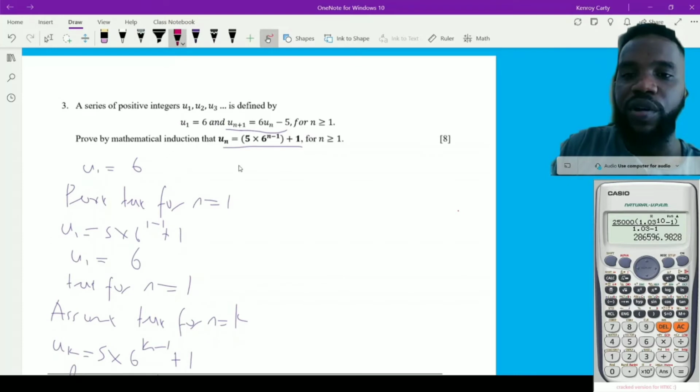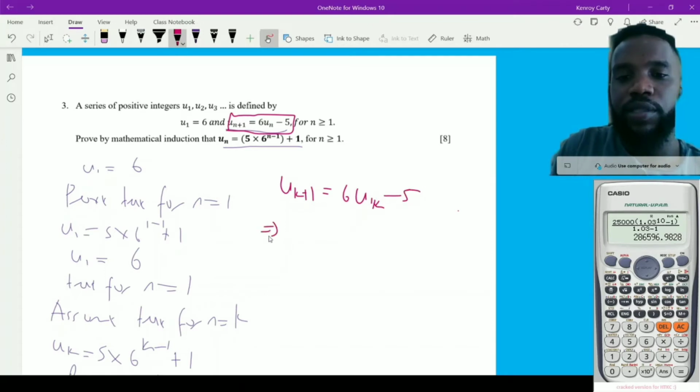This is where the recurrence relation comes in now, because the recurrence relation tells you that the connection between the k term and the k plus 1 term is this. So I can say that u(k+1) equal to 6uk minus 5. Okay, let's get into it. Now uk, you know it already. You have it in the assumption step. So it's going to be 6 open bracket, uk is 5 times 6 to the k minus 1 plus 1. And of course, you put the minus 5, which is there.